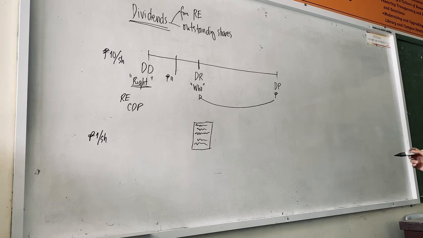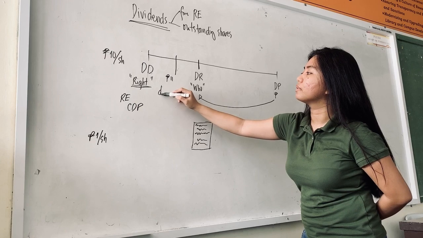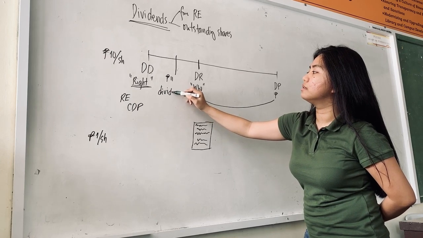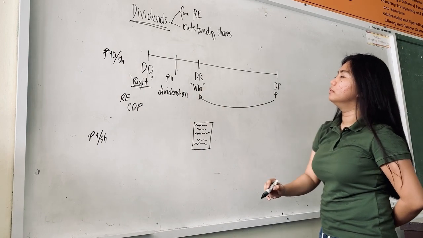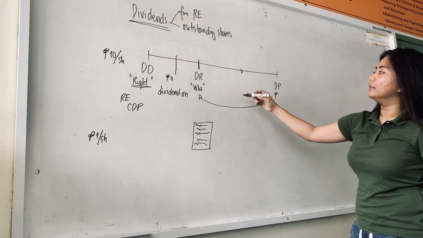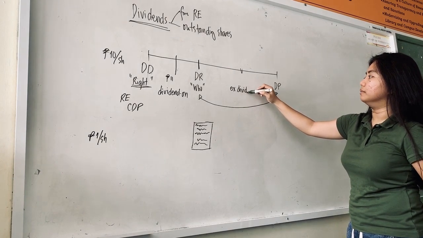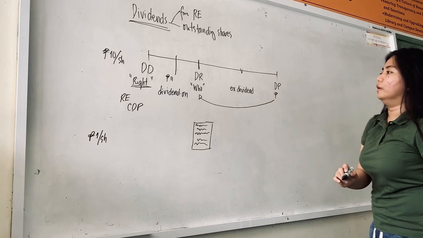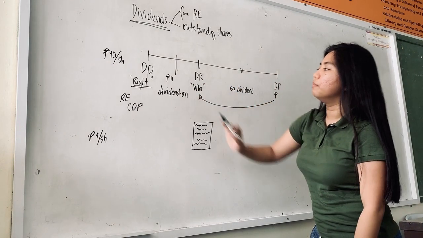Okay? So, tinatawag natin yun na dividend on. Kung nandito ka naman sa pagitan nito, bumili, ang tawag na lang doon ay ex-dividend. Okay? So, wala nang dividend. Ito naman, may dividend, pero actually, binili mo lang din.